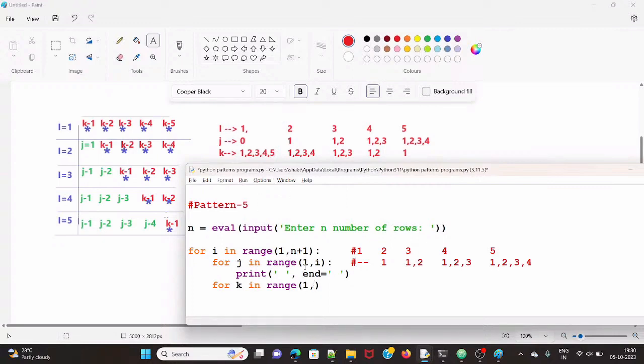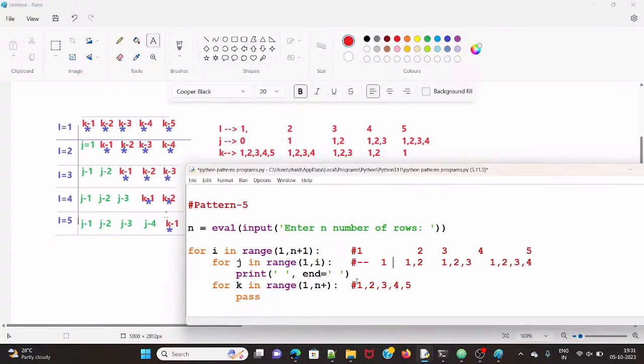Simple logic. What do I want now? 1 to 5 means starting at 1, and the ending value must be 6. But I can't take the number 6 directly. Already n is 5, so if you take n plus i, 6 will come. Let me show you this one. When i value is 1, 1 comma n plus 1 means 6. First time it comes 1, 2, 3, 4, 5 only. That is not a problem.